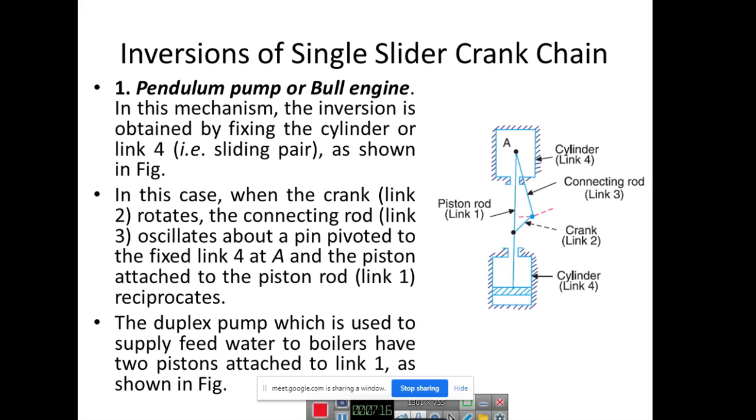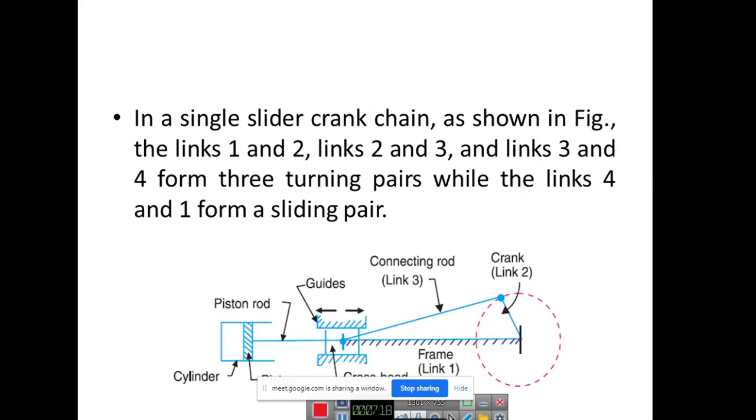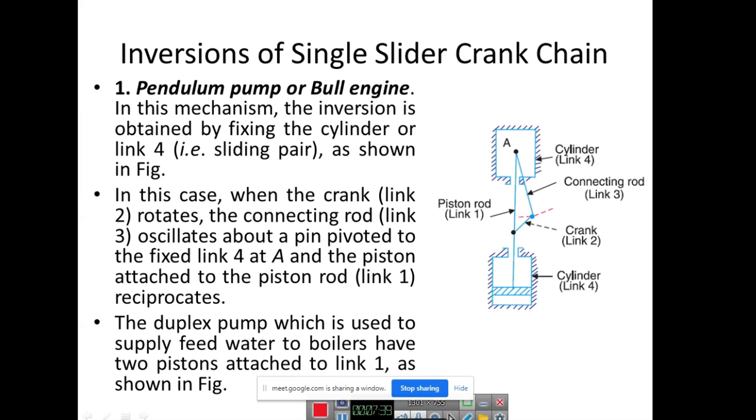So let us see the basic example of a slider crank mechanism shown in the figure. Links 1 and 2, links 2 and 3, and links 3 and 4 all form turning pairs, whereas links 4 and 1 form the sliding pair. So that is the slider, the piston connecting part, that becomes the slider.